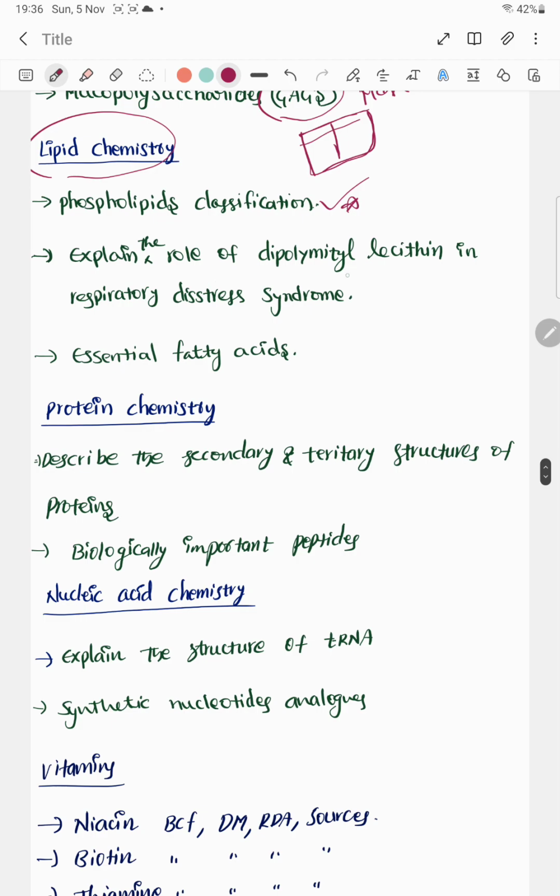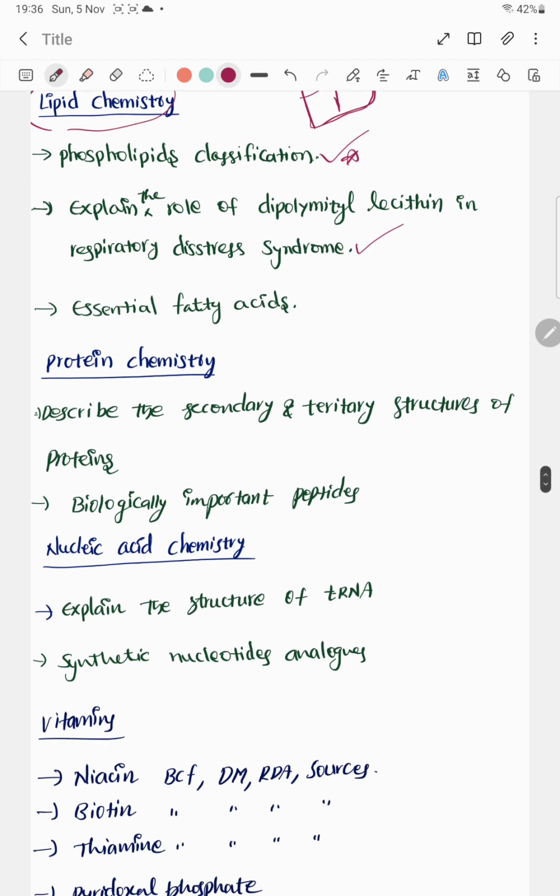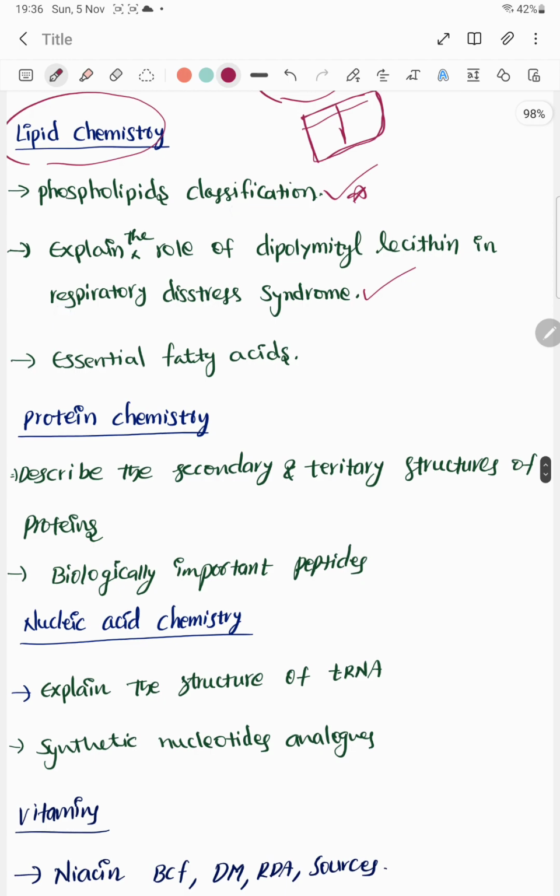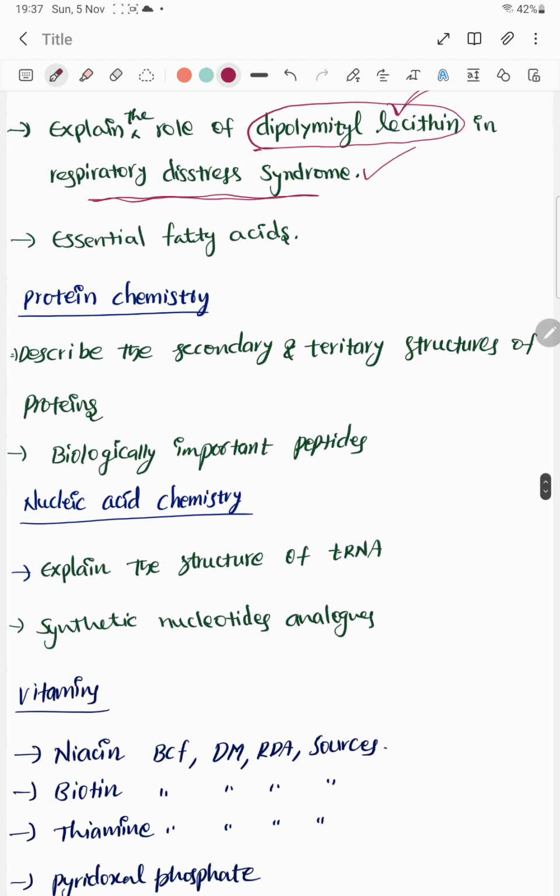Explain the role of dipalmityl lecithin in respiratory distress syndrome is also very, very important, just tick mark. And you'll get an MCQ from this area: what is the phospholipid involved in respiratory distress syndrome of infants? So the phospholipid name is dipalmityl lecithin. So this is an important question.